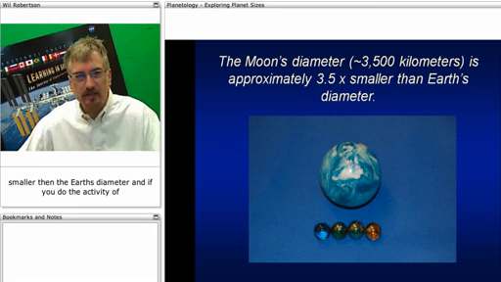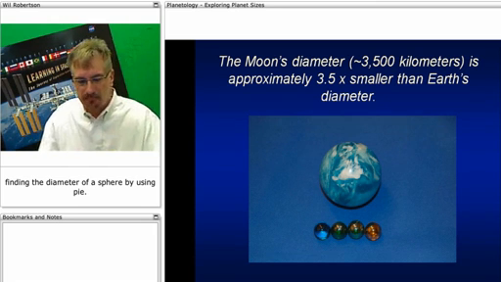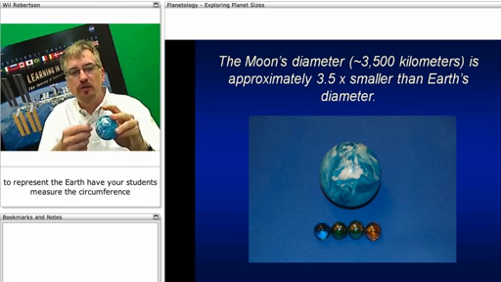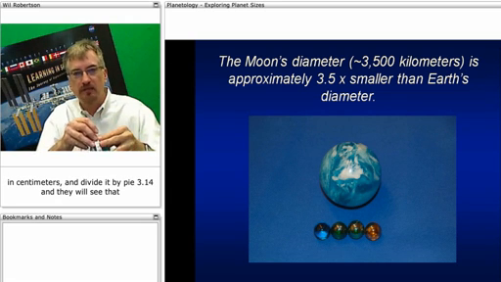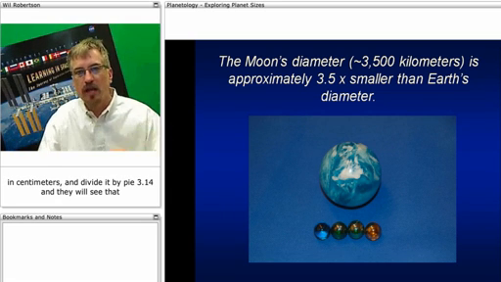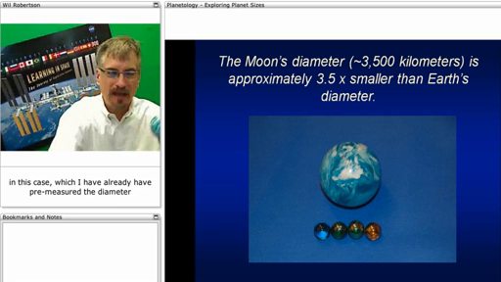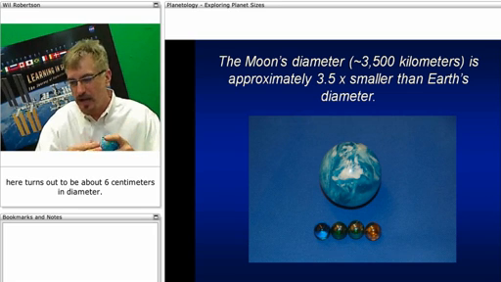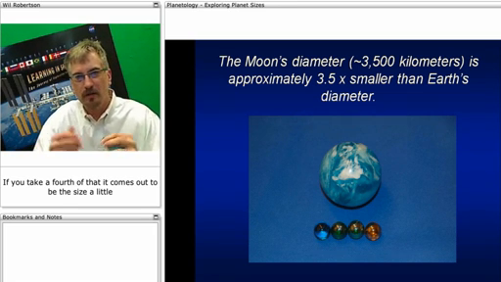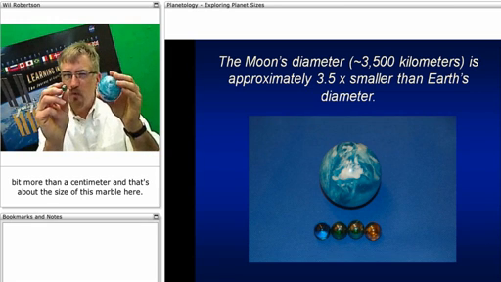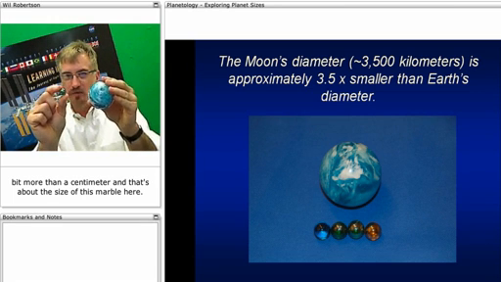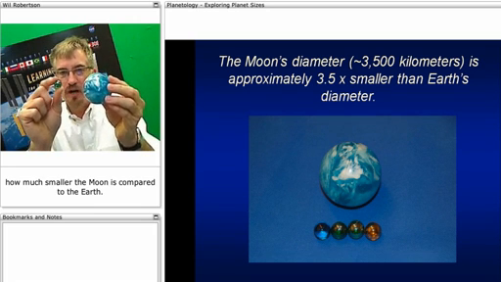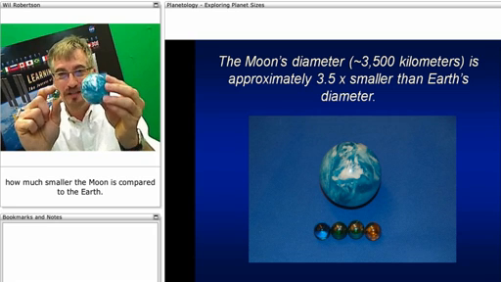And if you do the activity of finding the diameter of a sphere by using pi, in other words, if you take the rubber ball that you're using to represent the Earth, have your students measure the circumference in centimeters and divide it by pi, 3.14, they will see that in this case, which I've already pre-measured, the diameter turns out to be about 6 centimeters. And if you take a fourth of that, it comes out to a little bit more than a centimeter, and that's about the size of this marble here. So what you're looking at is the true scale relationship between how much smaller the Moon is compared to the Earth.